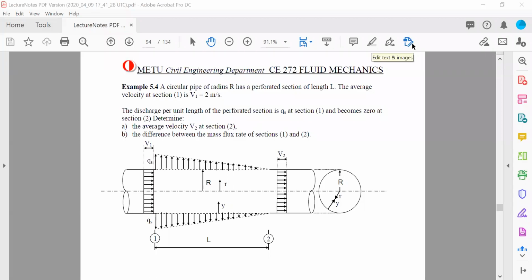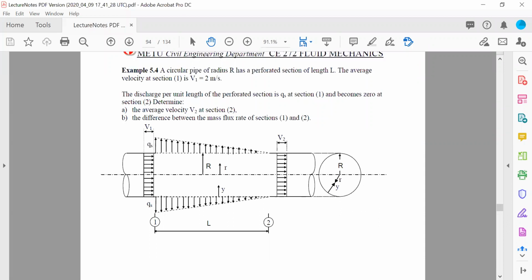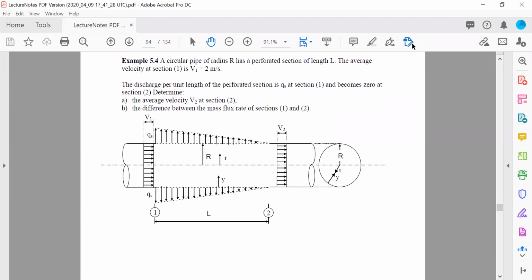Hello everyone. In this video we will go through this example 5.4. We have a circular pipe with a radius capital R and it has a perforated section. This means that it has pores on this section, so that we have water discharging out through this section and all over the pipe, so that we don't have just two outflows like this, but all around the pipe we have those pores.